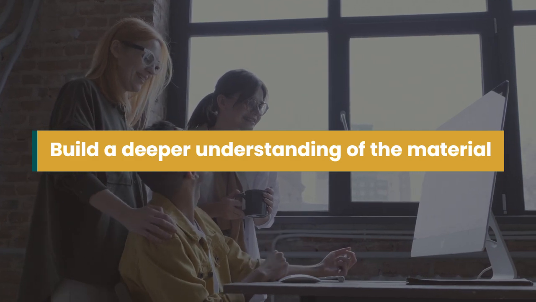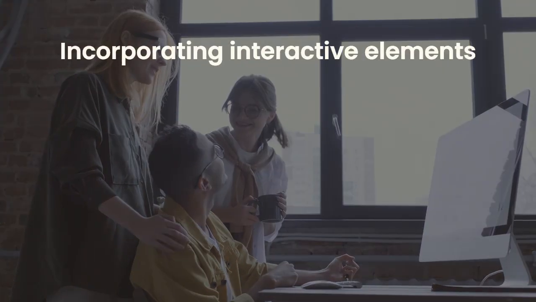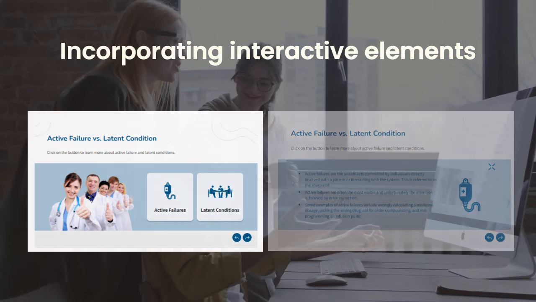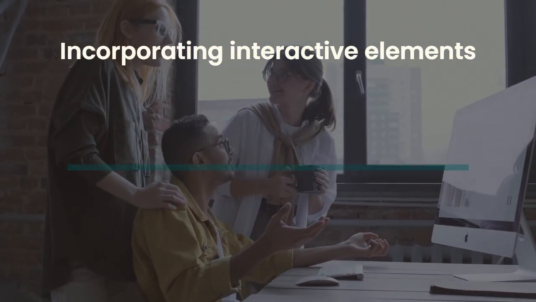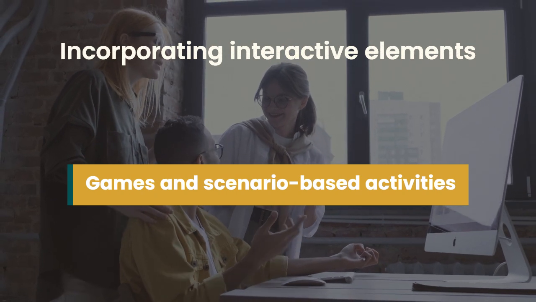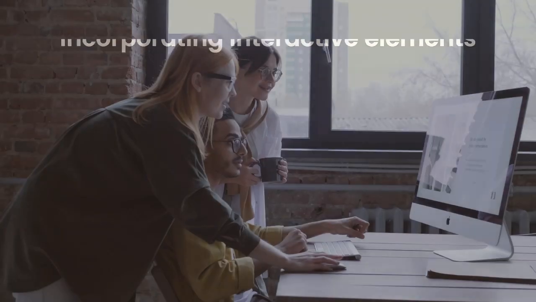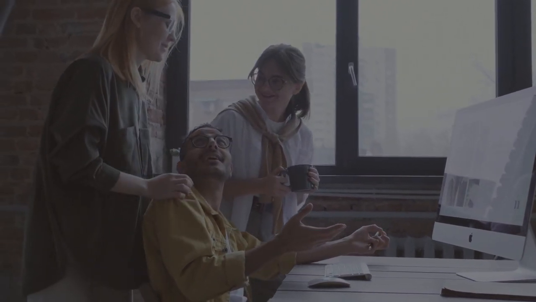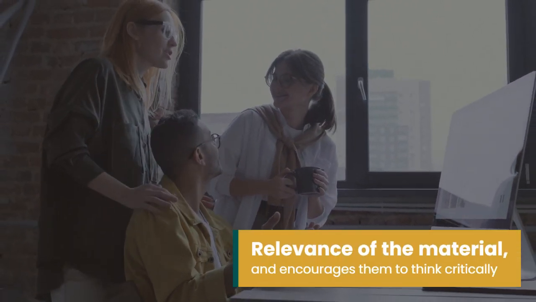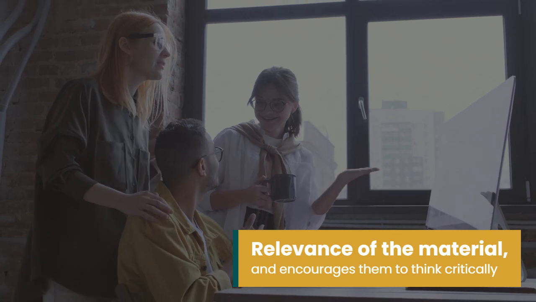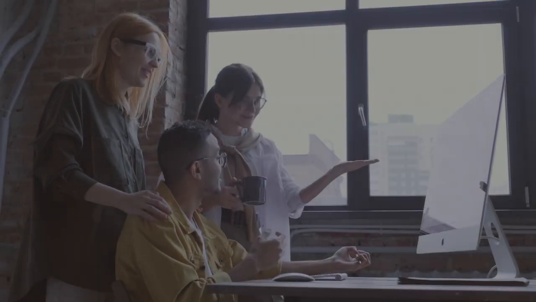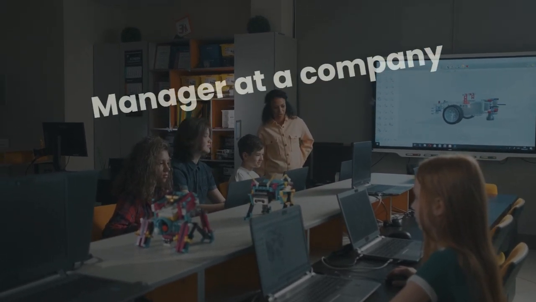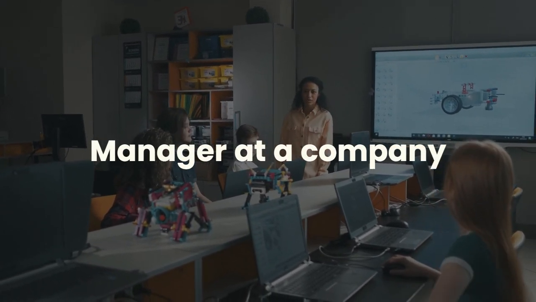Another way to improve storytelling in e-learning is by incorporating interactive elements into your content. Interactive elements such as simulations, games, and scenario-based activities can help learners apply what they have learned to real-life situations. This helps learners to see the relevance of the material and encourages them to think critically about how to apply it.